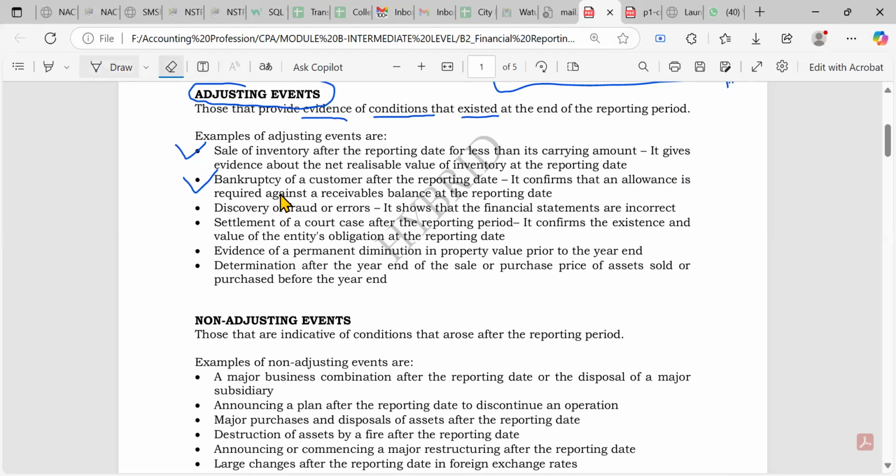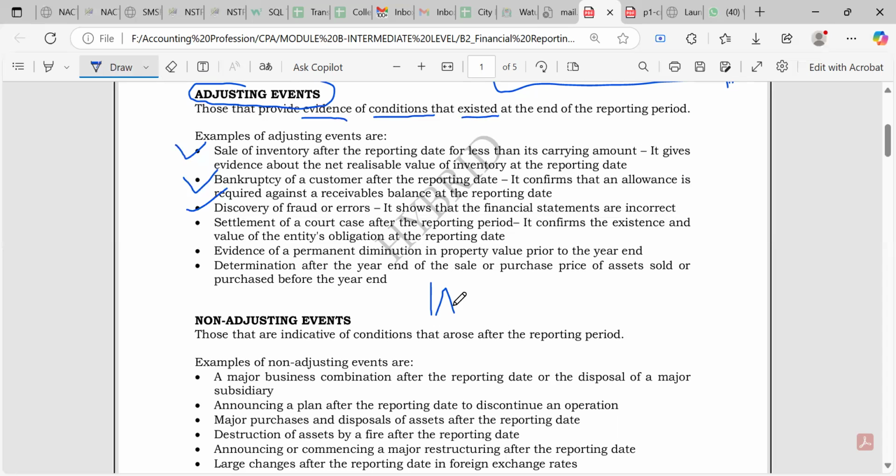But also, we have something here: settlement of a court case after the reporting period. Now, there is one standard where you will see matters about provisions, contingent liabilities, and contingent assets. But for now, you don't need to go deep into this. We just speak of the scenario. Look here.